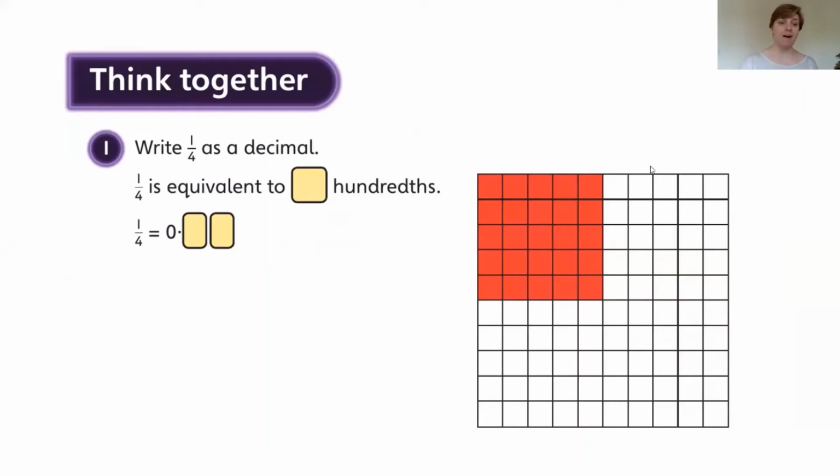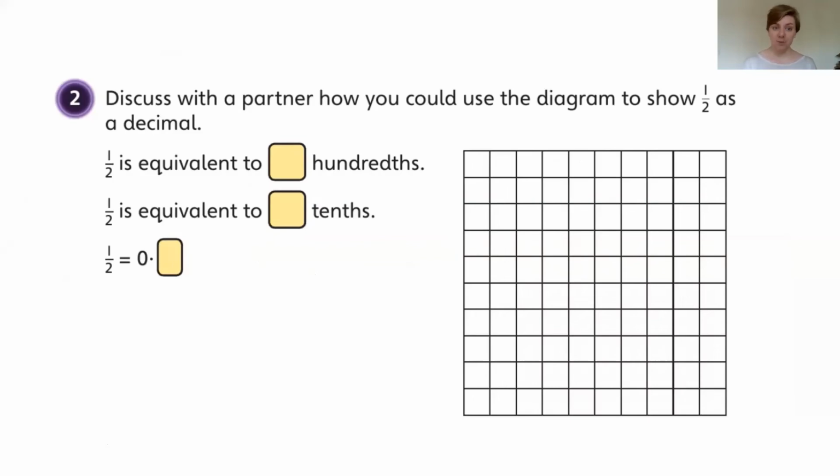Think together. Now, your question 1 is write 1/4 as a decimal. We have 1/4 represented here. You need to write 1/4 as a decimal. So 1/4 is equivalent to 25 hundredths. So 1/4 equals 0.25. We have 25 hundredths here, 5, 10, 15, 20, 25. That's 25 hundredths, which is equal to 0.25.